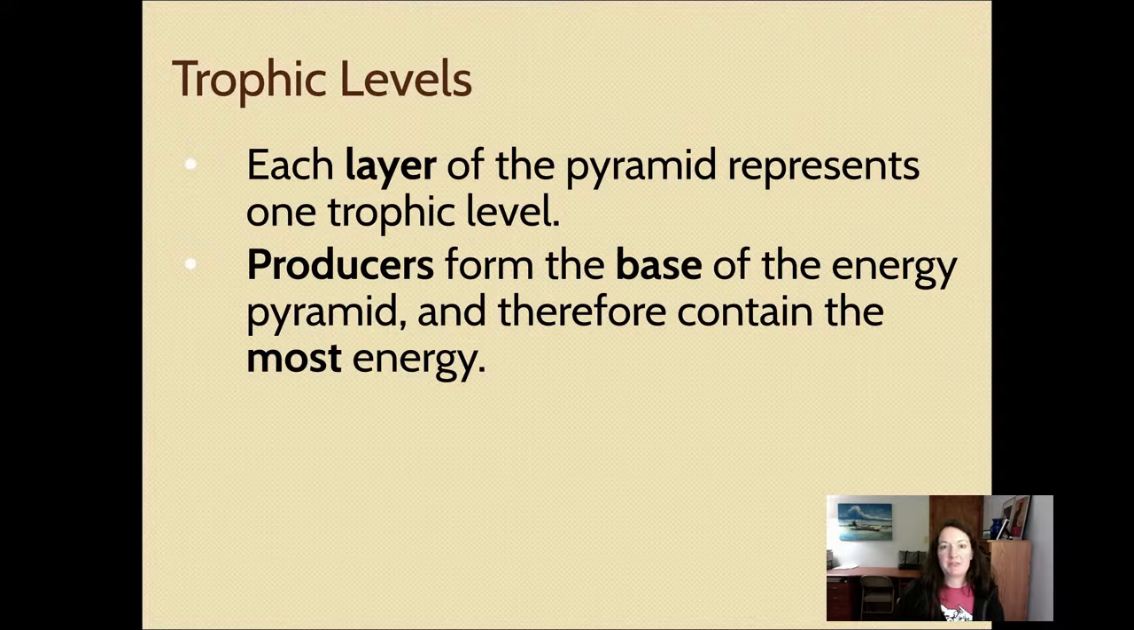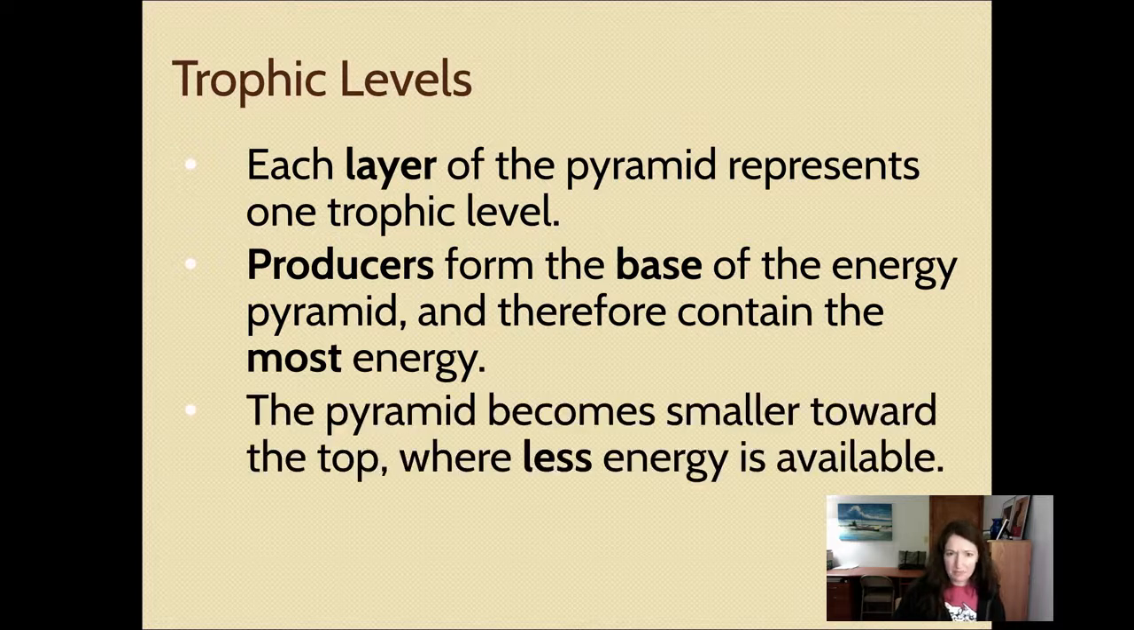So each layer represents a trophic level. Producers form the base of the energy pyramid and therefore have the most energy. Like I said, this means that when you eat plants, you're getting a lot more energy in the weight of the plant that you're eating. The pyramid becomes smaller towards the top because less energy is available. You don't have as much energy to feed those organisms, so it can't support that many organisms.